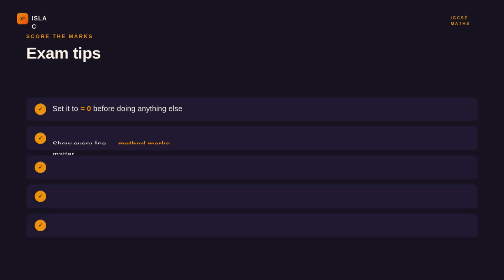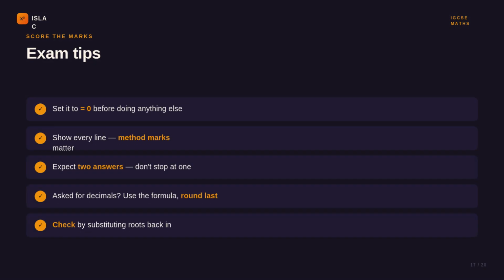Five quick exam habits. Always set the equation to 0 first. The methods only work from standard form. Show every line of working, because most marks are for method, not just the final answer. Most quadratics have 2 answers, so don't stop after 1. If the question asks for decimals, use the formula and round only at the very end. And always sanity check. Substitute your roots back in to confirm they give 0.